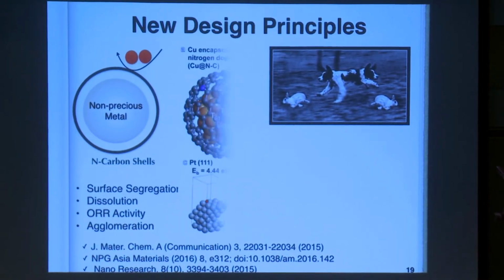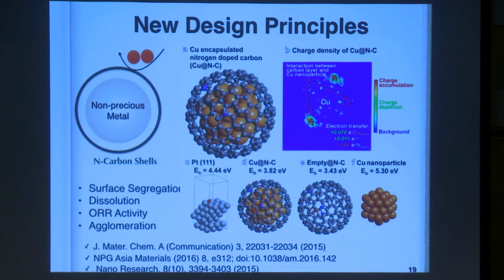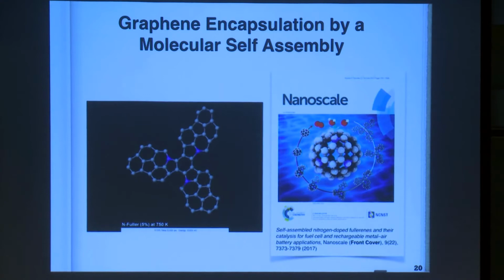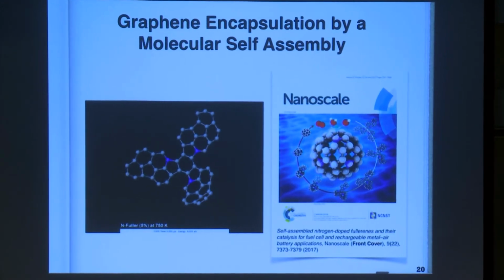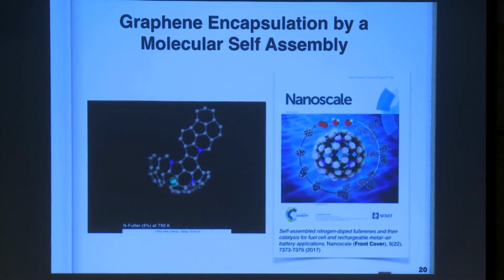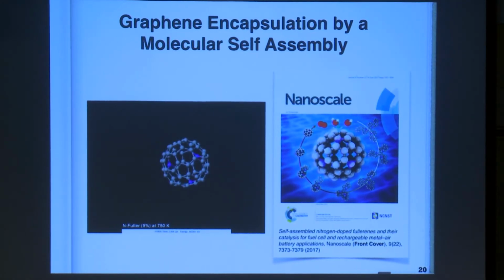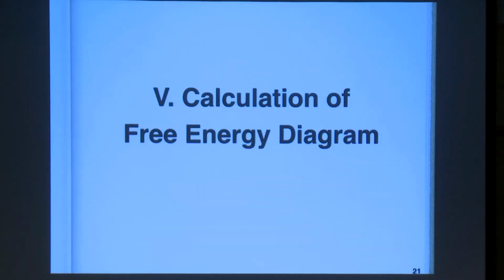This is, I think, the design principle you can utilize from first principle calculations. How to wrap up? You can do like that. We found out that graphene fragments with doped nitrogen, 5% nitrogen doping, actually they made by themselves for wrapping up the nanoparticles. This is a good way to design encapsulated nanoparticles.